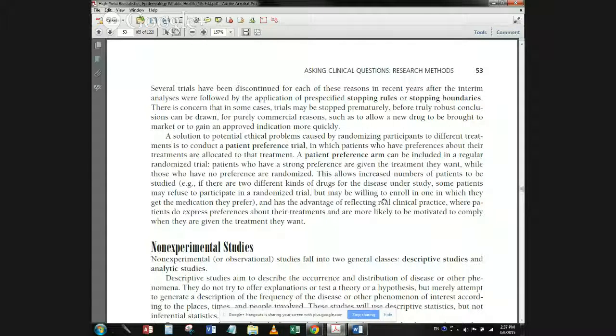For example, if there are two different kinds of drugs for the disease under study, some patients may refuse to participate in the randomized trial, but may be willing to enroll in one in which they get the medication they prefer. This has the advantage of reflecting real clinical practice, where patients do express preferences about their treatments and are more likely to be motivated to comply when they are given the treatment they want.